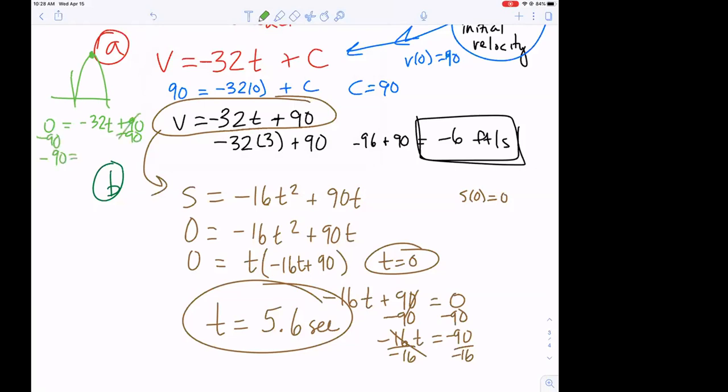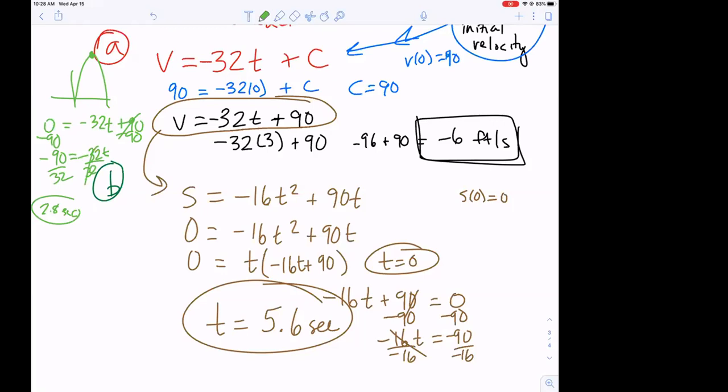So you could get negative 90 equals negative 32t. And my guess is if you take 90 divided by 32, actually I know this because 32 is half of 16, you're going to get like 2.8 seconds. And that would be when it's at the top, but then you could double it and get 5.6. There we go. So either those two.